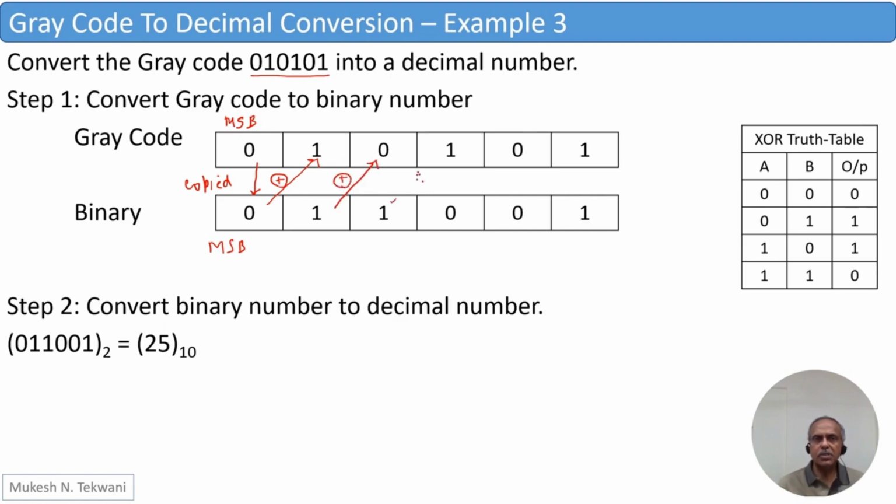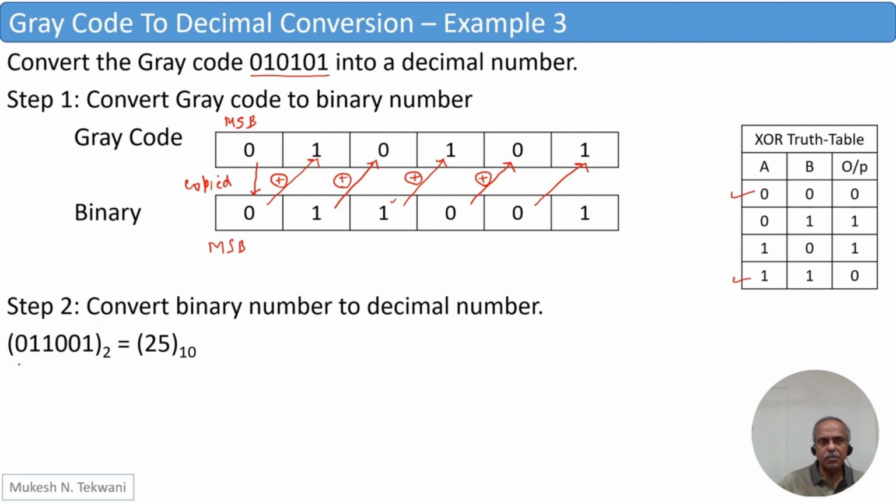So at every step you can see that the new bit that is produced in the binary is XORed with the next bit of the gray code. So 1 XOR 1 is 0. There we have it from our XOR truth table. 1 XOR 1 is 0. So we generate the 0. Again 0 XOR with 0. So again we have from the truth table 0 XOR with 0 is 0, and 0 XOR with 1 gives us 1. So we now know that this gray code is equivalent to 011001.